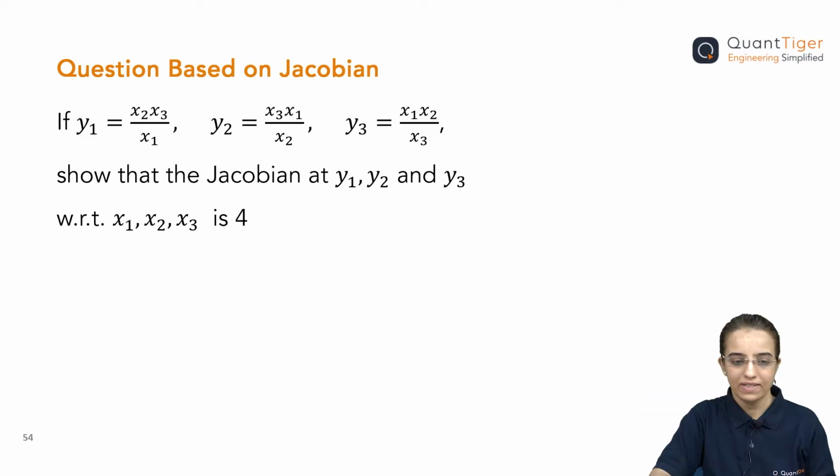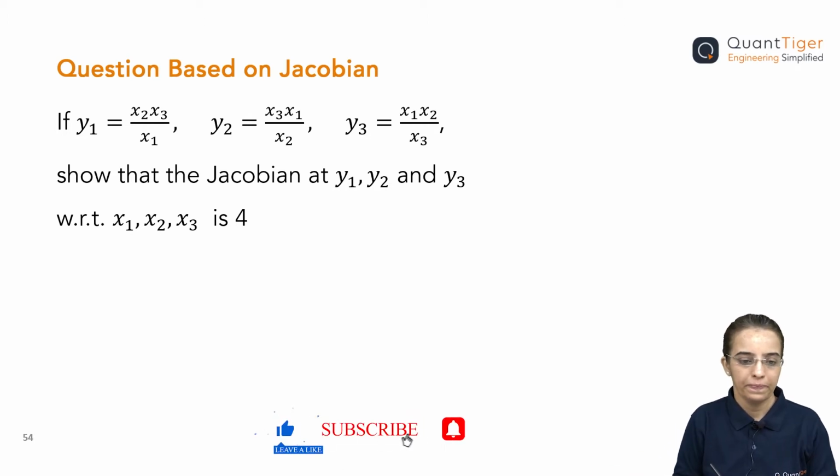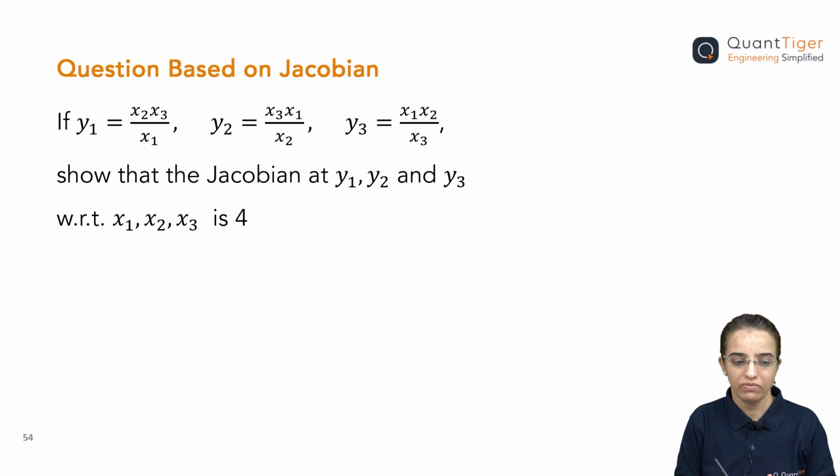Hello everyone. Now let's start with the question. So this is the question which I have taken here. The values y1, y2, y3 in terms of x1, x2, x3 have been given. So y is a function of x, that's how it has been given. What we have to show is that the Jacobian of y1, y2, y3 with respect to x1, x2, x3 is 4. So if you find the Jacobian, it should give the value 4.